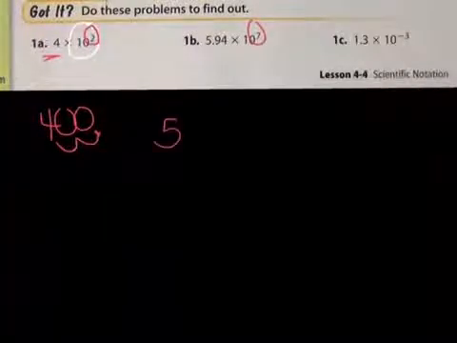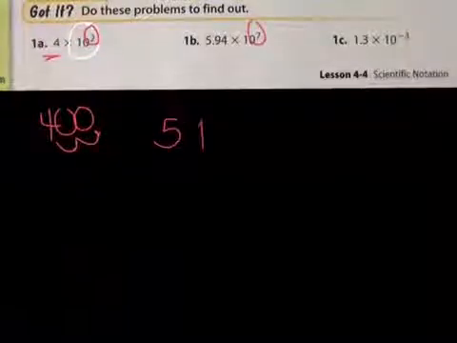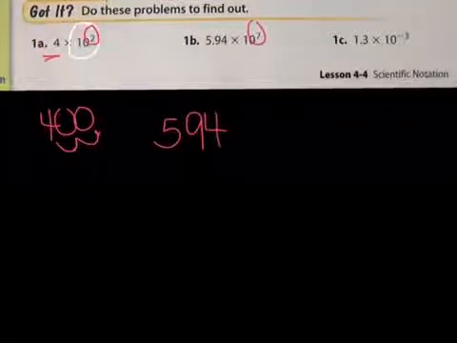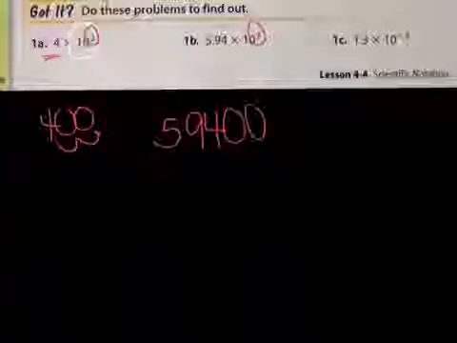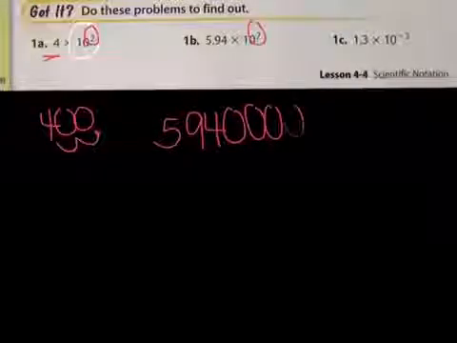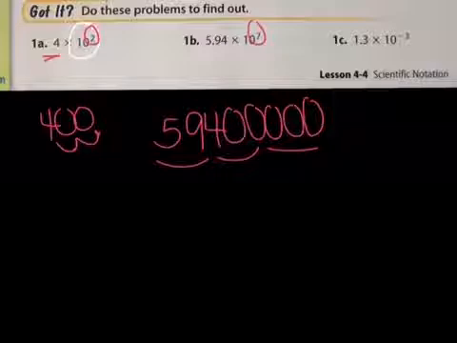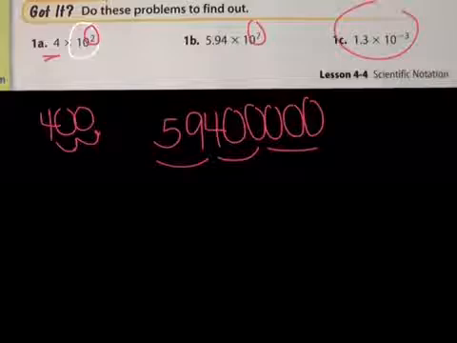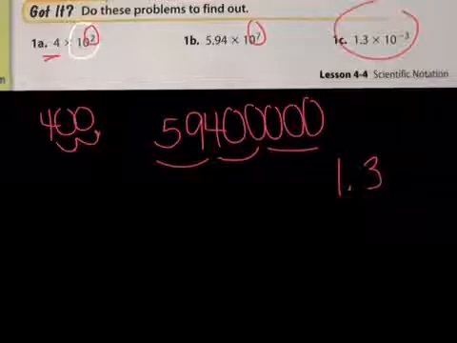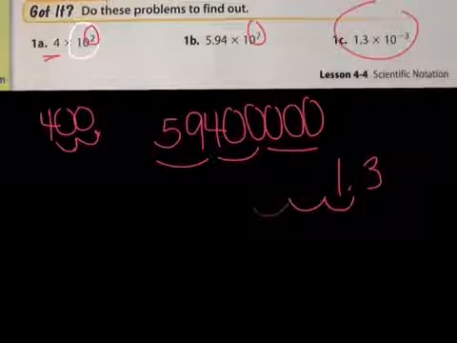Okay, 1b, you have to move it now 7 times. So I have 5. I'm not going to write the decimal because I'm going to move it anyways. 1, 2, 3, 4, 5, 6, 7. That is 59,400,000. Okay, and now we have it, we're moving in the negative direction. So I'll write it this time, 1.3, so you can see how I'm going to move. And I'm going to move 3 times to the left. 1, 2, 3.